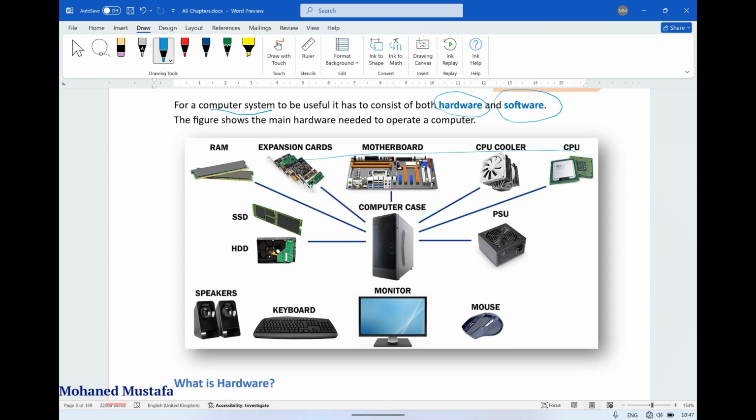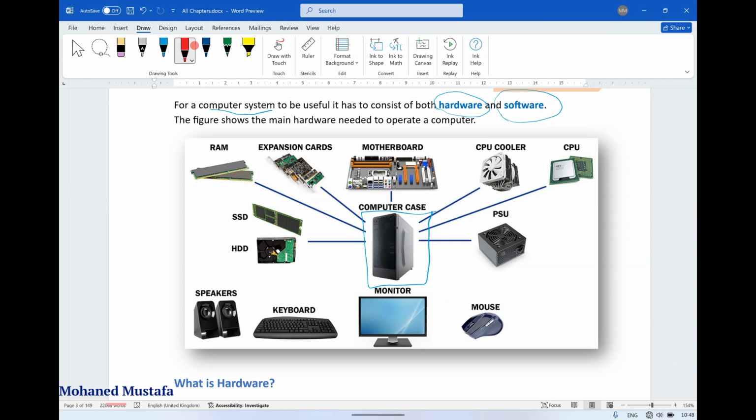as these components in the picture. All of these are considered hardware. So as you can see here, we have the case, the computer case. And this case will house all the internal components. And why we call them internal hardware or internal components? Because they will be inside the case. And some of the components will be outside the case.